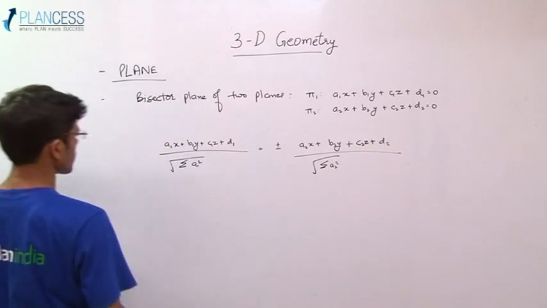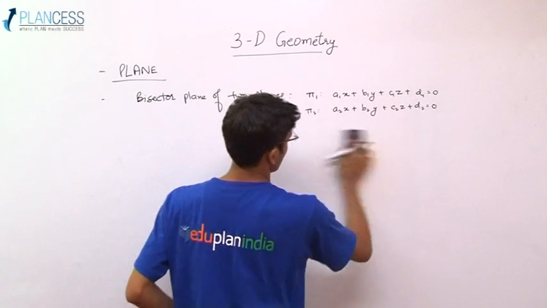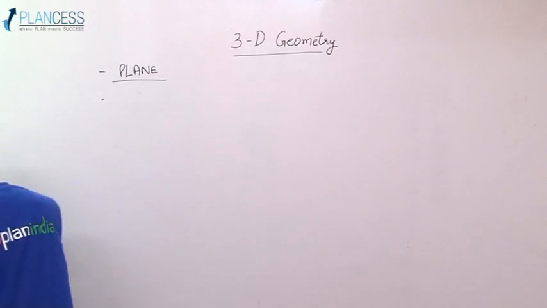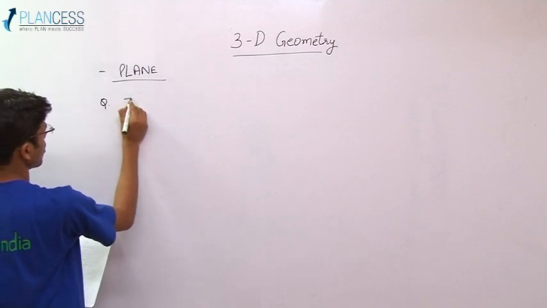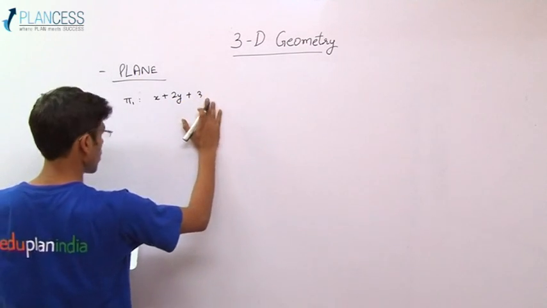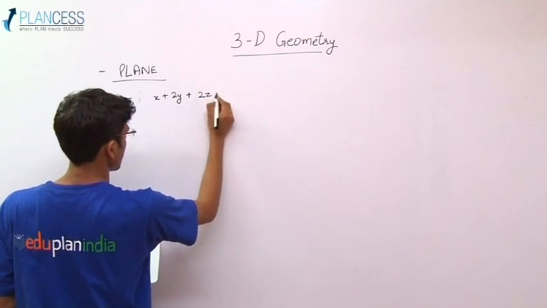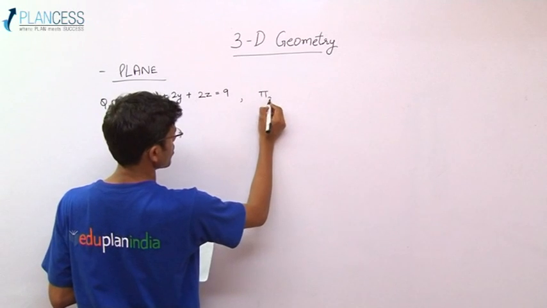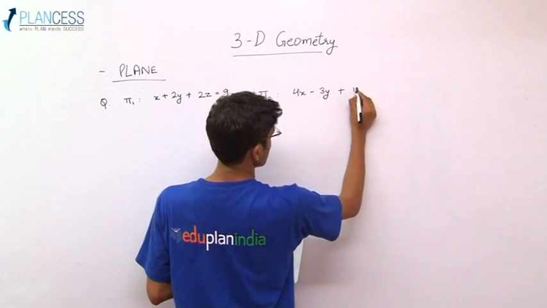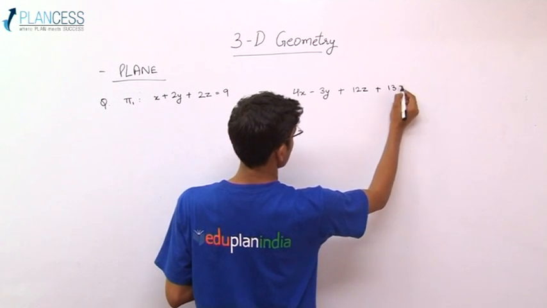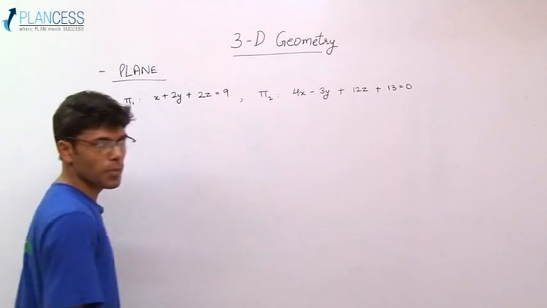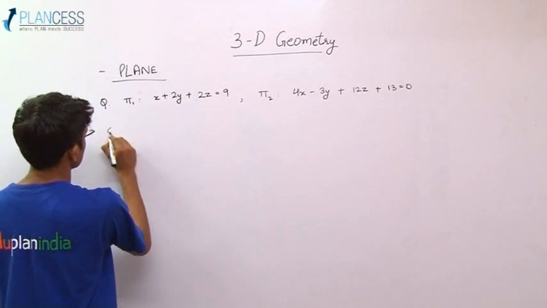So let's take an example. We have two planes. Plane 1 is given as x plus 2y plus 2z is equal to 9. Plane 2 is given as 4x minus 3y plus 12z plus 13 is equal to 0. So these are two planes. We have to find the bisector planes of these planes and tell which bisector plane is the acute angle bisector and which is the obtuse. Solution is this.